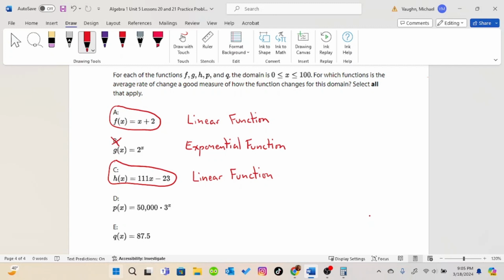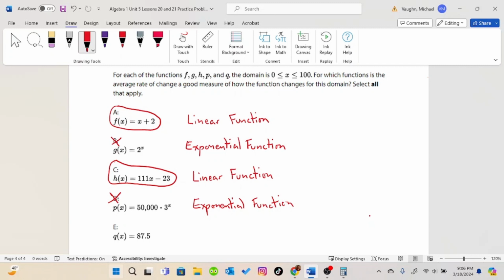Choice D. P of x equals 50,000 times 3 to the power of x. This is another exponential function. And exponential function rates of change vary greatly between 0 and 100. So D is not a good choice to be described by the average rate of change.